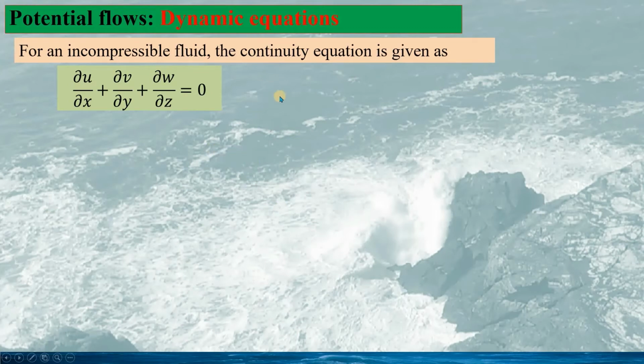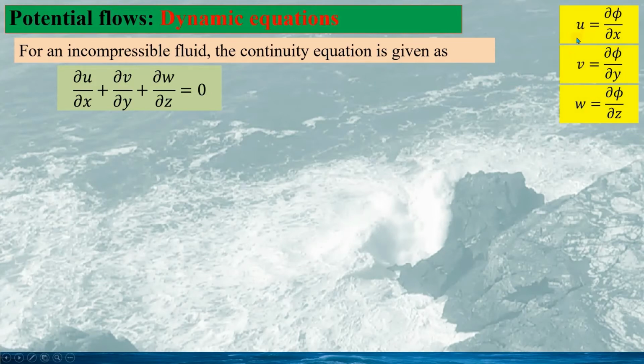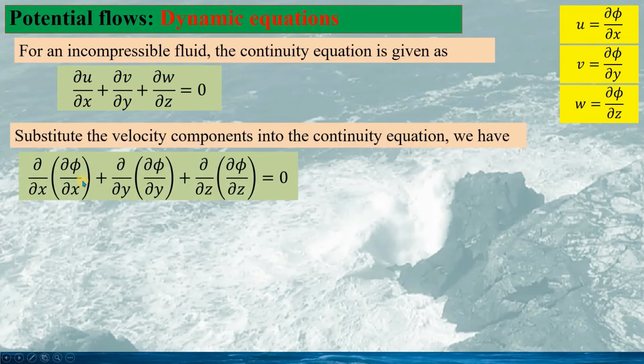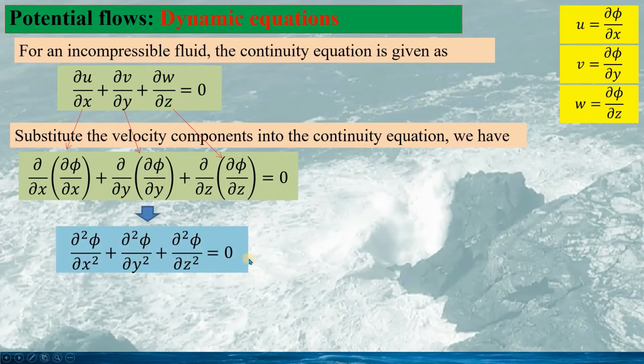Now we consider the incompressible flow. The continuity equation is given as this. The divergence of the velocity vector is 0. So if we take the velocity components from the velocity potential function into this continuity equation, we have the expression as this, and the first term of the continuity equation becomes this, the second term becomes this, and the third term as this. Therefore, we have the new equation for the velocity potential function phi given as this.